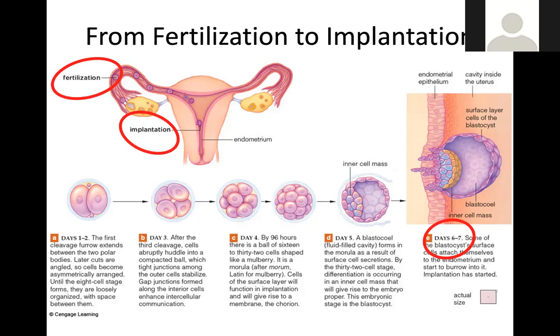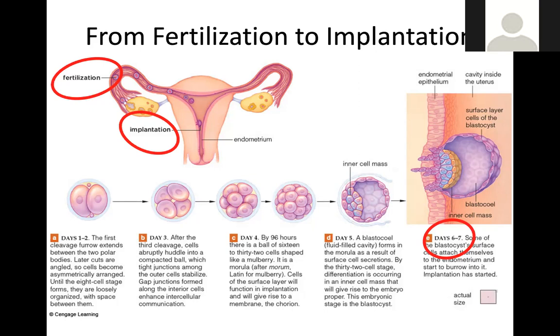From days 6 to 7, some of the blastocyst surface cells, that's hard to say, attach themselves to the endometrium. We know the endometrium, it's the lining of the uterus, and they start to burrow into it. Implantation has started, and here's a little bit of a picture there on the right-hand side.